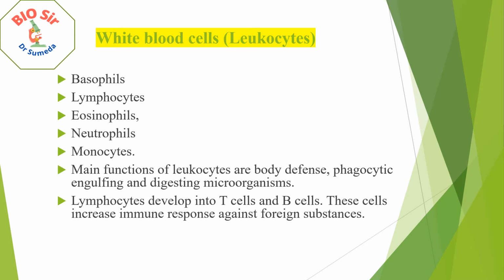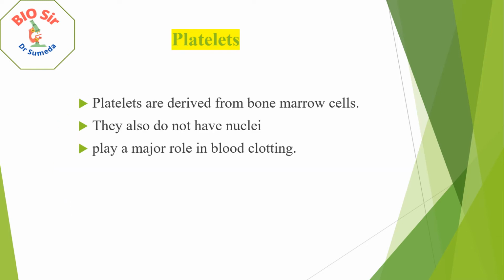If we take lymphocytes, as we discussed in the previous video on immunity, there are 2 types of lymphocytes: T lymphocytes and B lymphocytes. These increase the immune response against foreign substances. Neutrophils mainly do the defense by phagocytosis. When we talk about platelets, they are also derived from bone marrow. They don't have nuclei and they play a major role in blood clotting.